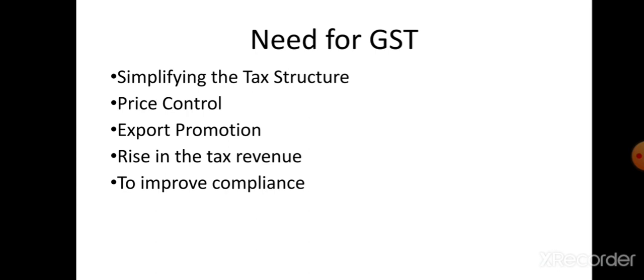Next is to raise the tax revenue. GST will increase government revenue mainly in the long run rather than the short run. Year on year, on average, GST revenue growth has been recorded at 8%. Even though there was a negative growth of 24% in the beginning, year on year on average there was a growth of 8%. So it helps generate more tax revenue for the government with the introduction of GST.